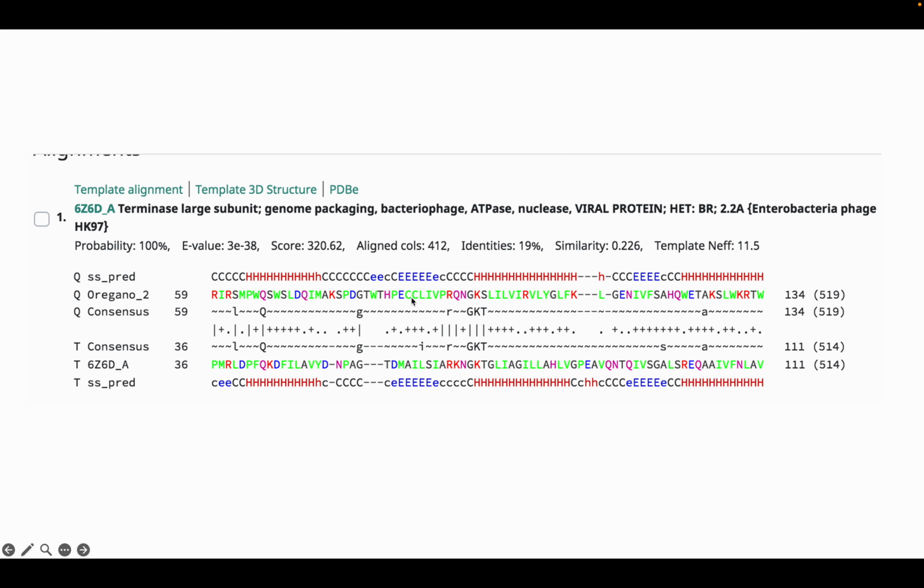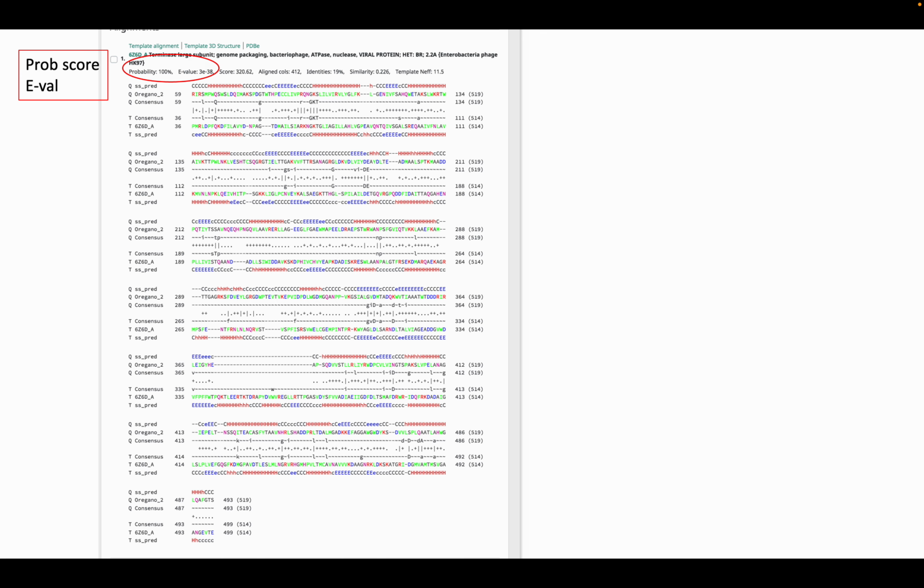The green represents hydrophobic amino acids. And so where they may have different amino acids there, whether it's an isoleucine or a cysteine, they have similar properties. Okay. Other things we want you to look at are the probability score.